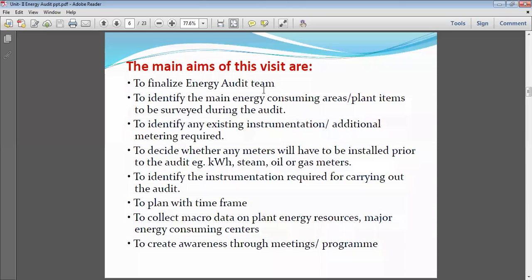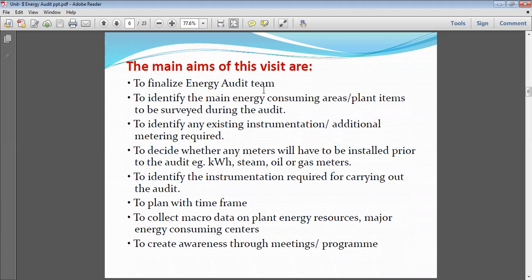Second, to identify whether any existing instrumentation is sufficient or additional meters are required. Whether the existing indicating type meters or recording type measuring instruments are sufficient, or we have to add some additional measuring instruments for the energy audit.